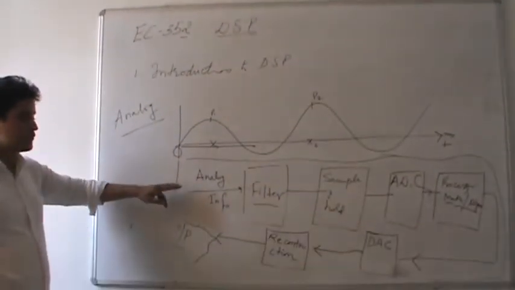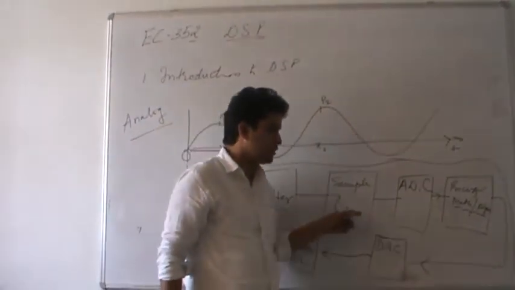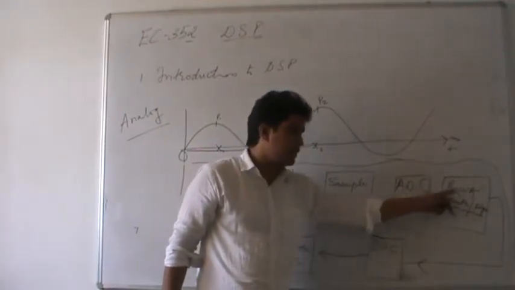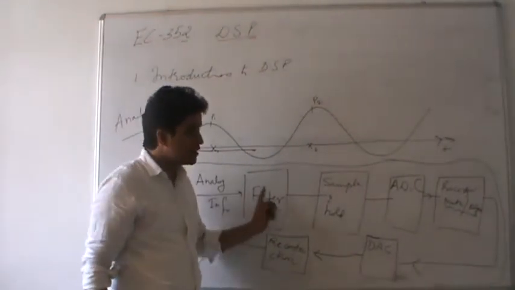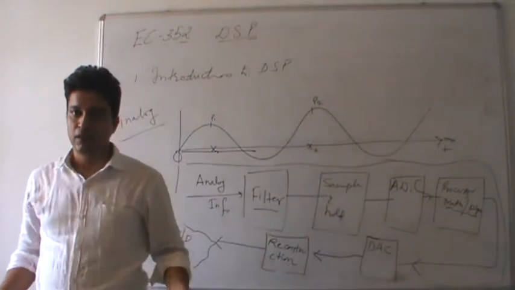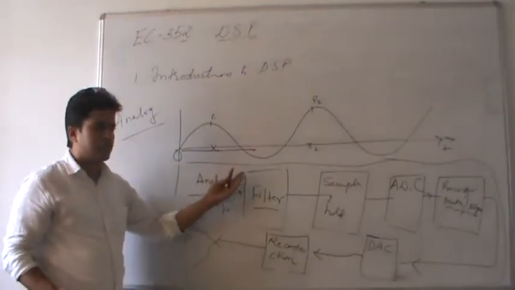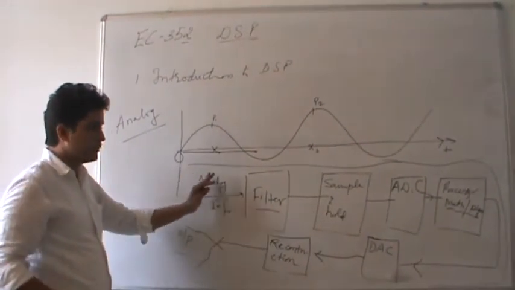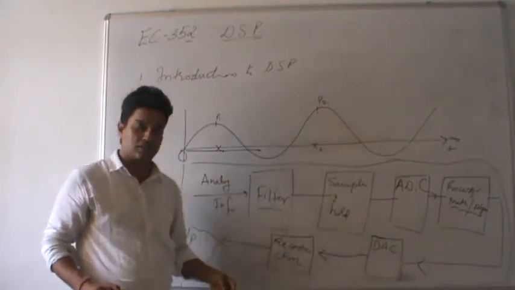So we need to understand what a sample and hold circuit is, how we can convert things from analog to digital, and the processor, DAC, and reconstruction filter. The study of all these blocks in detail is actually nothing but DSP. If you understand these parts, you can apply any kind of application on any signal. So basically in this course we will be learning all these blocks in detail in terms of application.